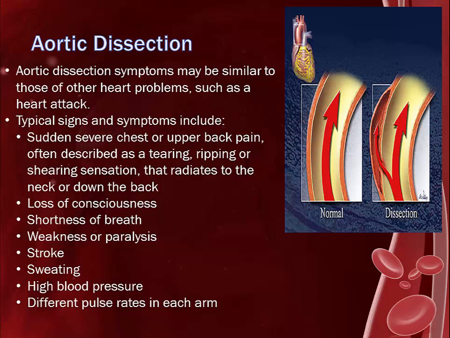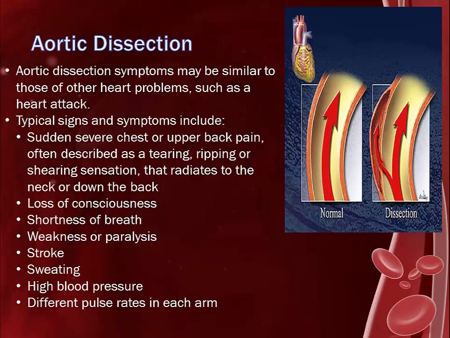Type A. This is the most common and dangerous type of aortic dissection. It involves a tearing in the ascending portion of the aorta, just where it exits the heart, or a tear extending from the ascending portion down to the descending portion of the aorta, which may extend into the abdomen. Type B. This type involves a tear in the descending aorta only, which may also extend into the abdomen.